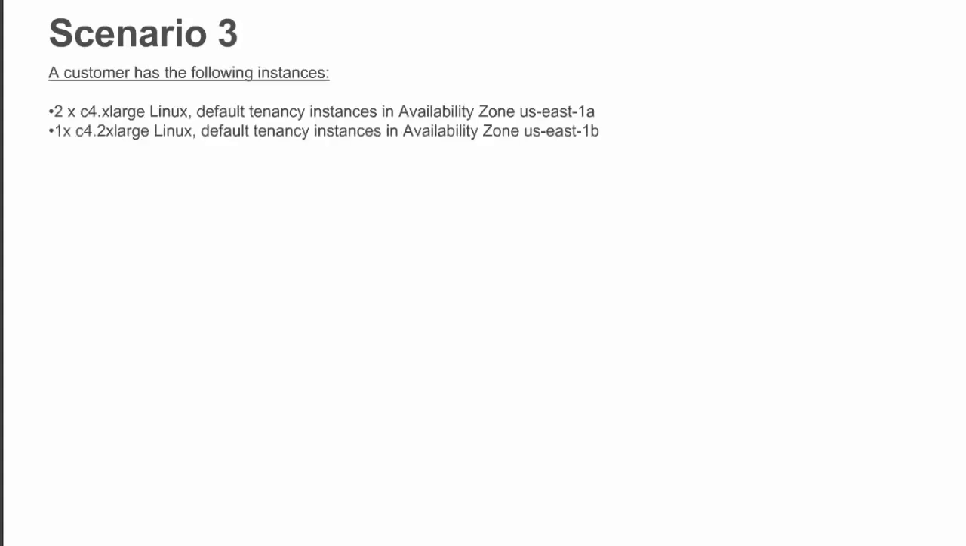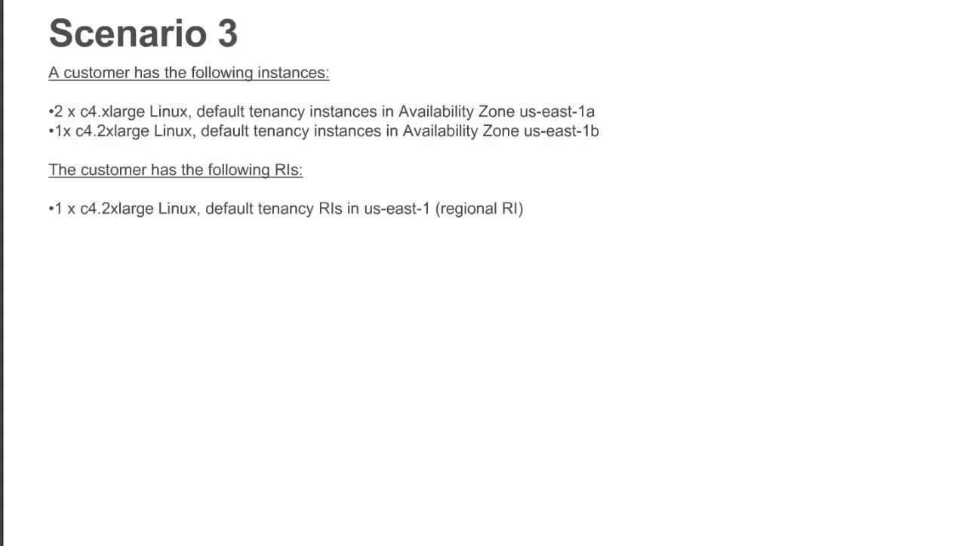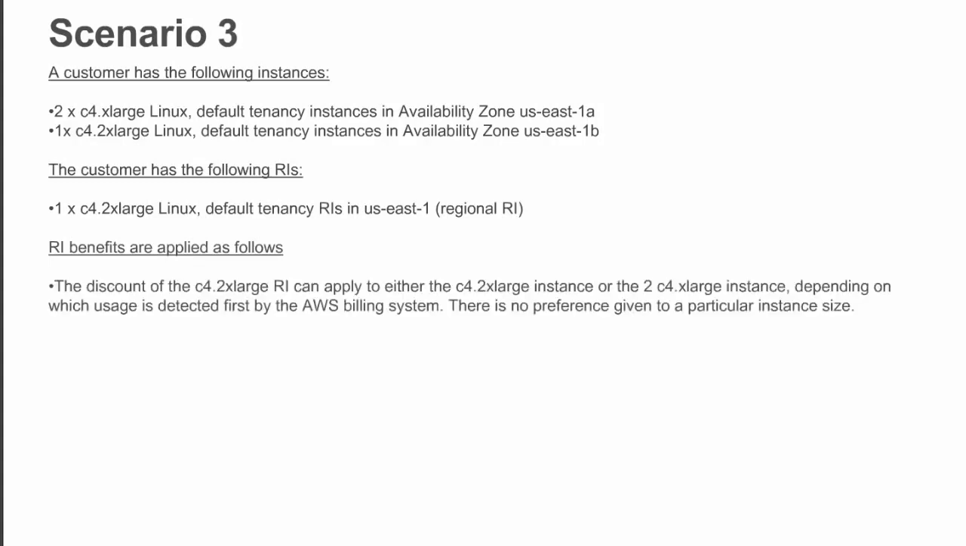And finally, let's take a look at the last scenario. The customer has 2 C4 extra large Linux instances running in US East 1A AZ and 1 C4 2 extra large Linux instance running in US East 1B AZ. And the customer has 1 C4 2 extra large RI in the US East 1 region, which is a regional RI. So how will the RIs get applied? The discount of the C4 2 extra large RI can apply to either the C4 2 extra large instance or the 2 C4 extra large instances, depending on which usage is detected first by the AWS billing system. There is no preference given to a particular instance size in this case.